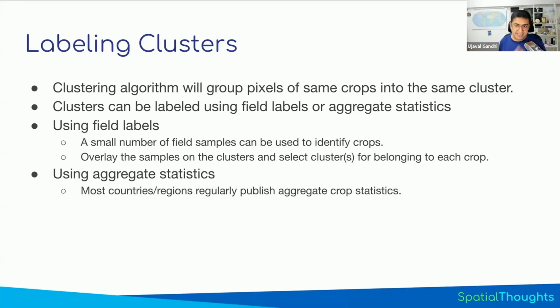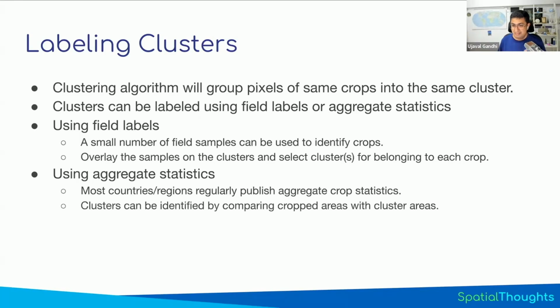It doesn't even have to be very accurate. You just need to know an approximation of the cropped area for that region. So we can say in this particular county, we found some publications which say in this year, in this county, there were X acres of corn and Y acres of soybean.